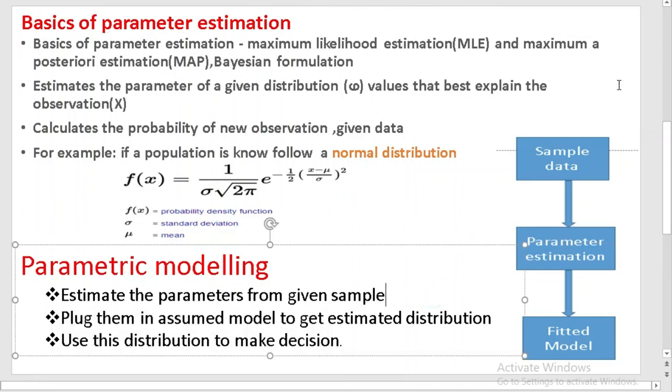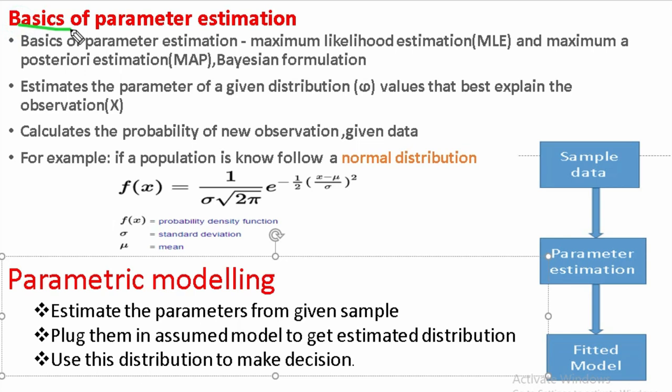In engineering assignments, we are going to study a subject called machine learning. In that we are going to discuss a topic called basis of parameter estimation. Before studying parameter estimation, you should have thorough knowledge about probability distributions that you studied in your engineering mathematics. You should have knowledge about Bernoulli's distribution, Poisson's distribution, exponential distribution, normal or Gaussian distribution. Then only you can study this particular topic.